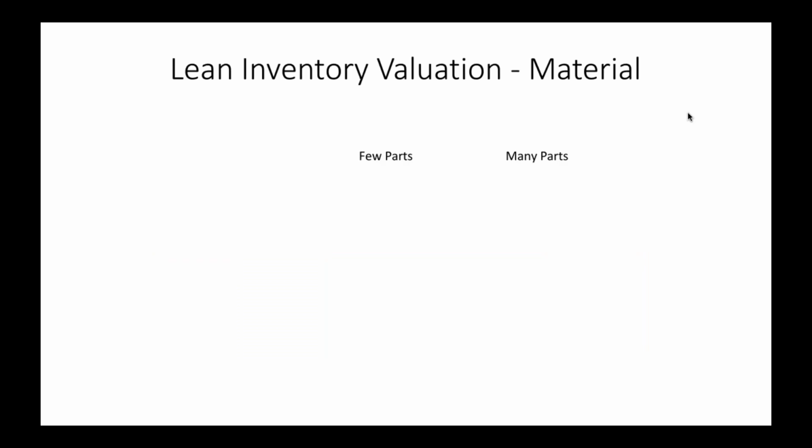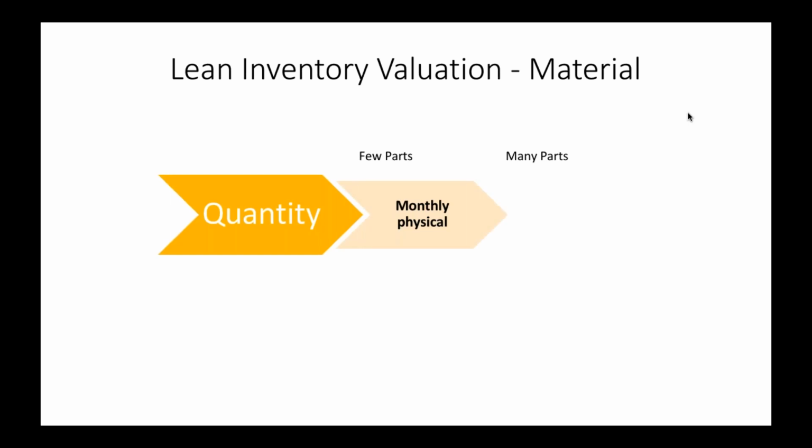So let's talk a little bit about the different components of inventory. First, let's talk about material. Now, the valuation of material is quite simple. It's the quantity multiplied by the price, and you get total material cost by each part or in total. So from a quantity standpoint, when you're in a lean environment, if you have few parts, you can probably do a monthly physical inventory because you don't have much material on hand to count.